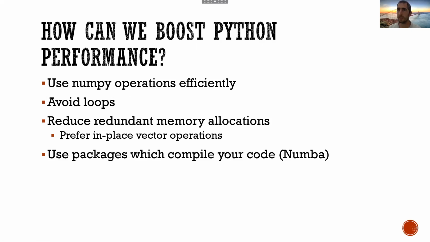Reduce memory allocations as much as possible. Try to avoid creating new vectors by preferring NumPy in-place vector operations as much as possible. Redundant memory allocations can harm both throughput and memory consumption. If needed, get help from packages such as Numba, which compile the Python code and run compiled code behind the scenes.